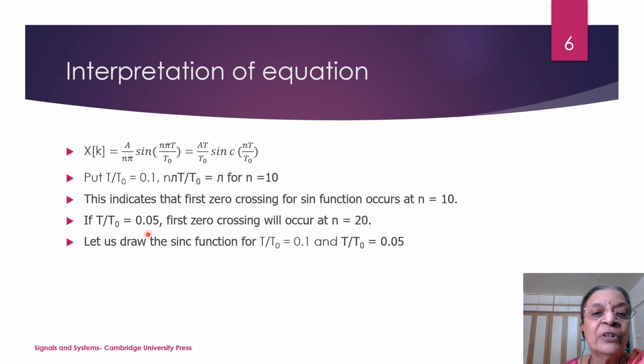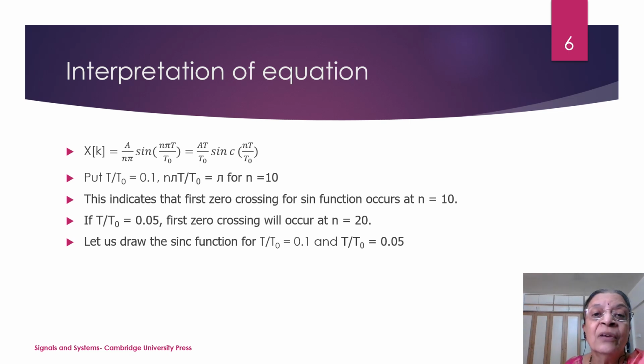If we have t upon T0 as 0.05, on the other hand, the first zero crossing will occur at n equal to 20, because at n equal to 20, n into t upon T0 will become equal to 1, and it is again sine pi. So again it will be equal to 0. So that is the first zero crossing of the sinc function.